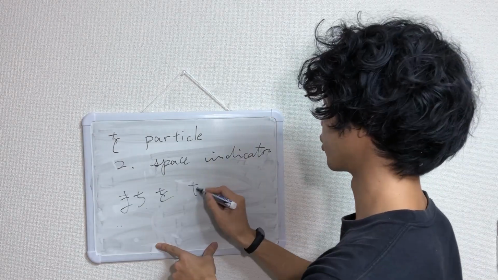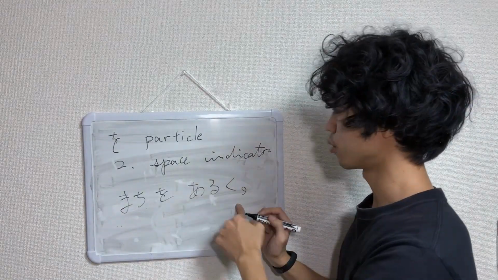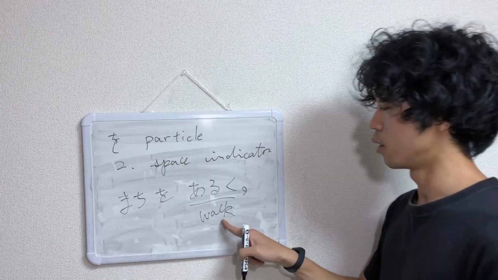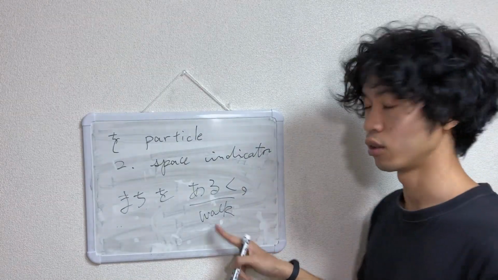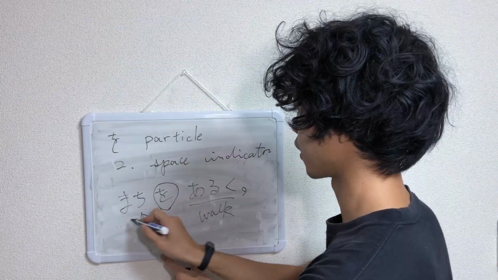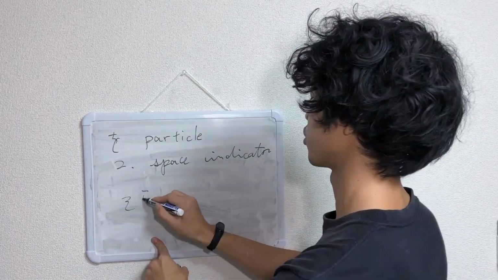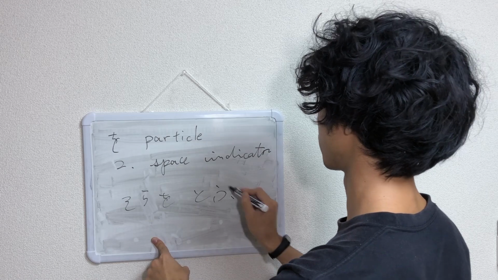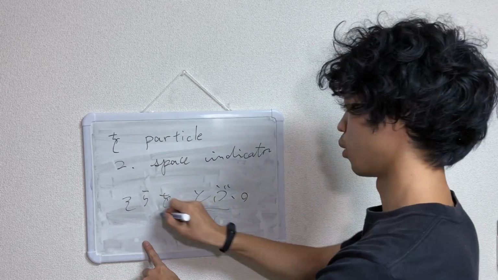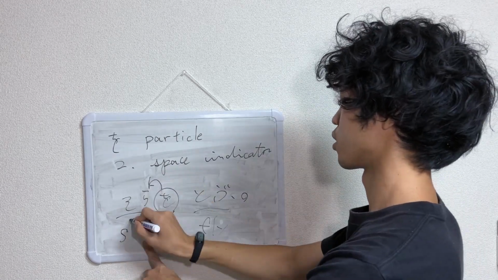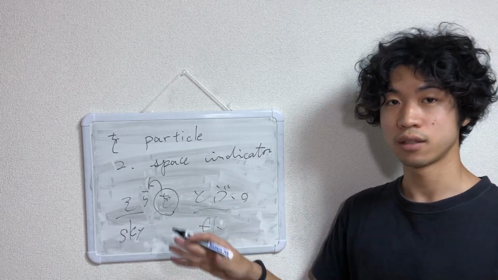街を歩く. 街 is town. 歩く is to walk. So walk is a moving verb, right? You move. Now this is a space, right? Place, town. You use o for this. 空を飛ぶ. 飛ぶ is to fly. O indicates 空, which is sky. So flight through the sky is o.